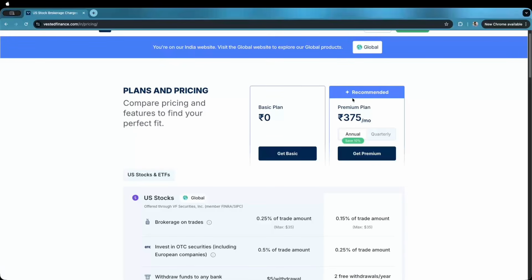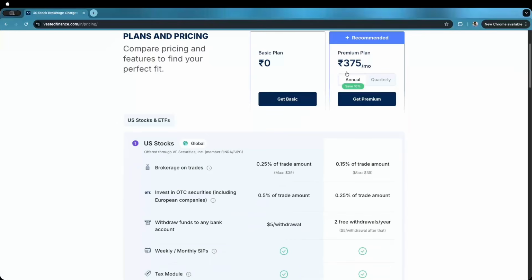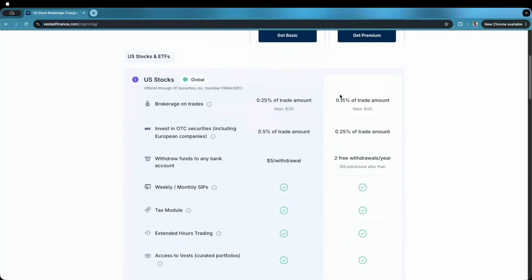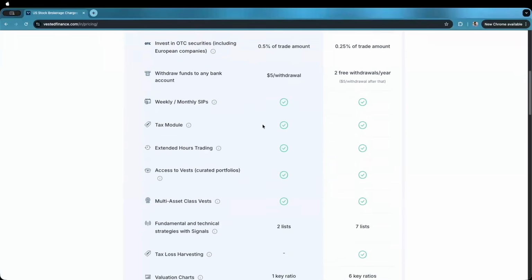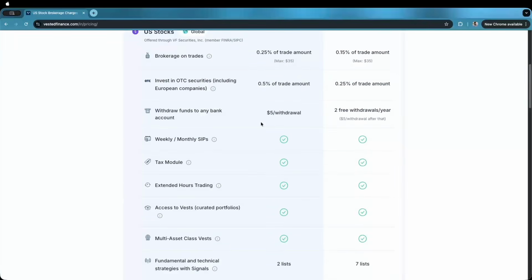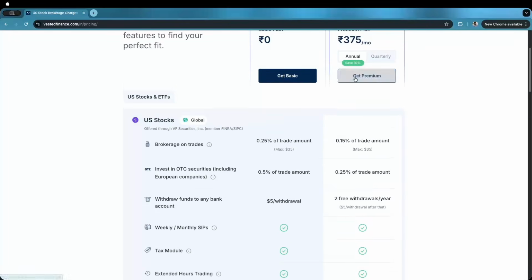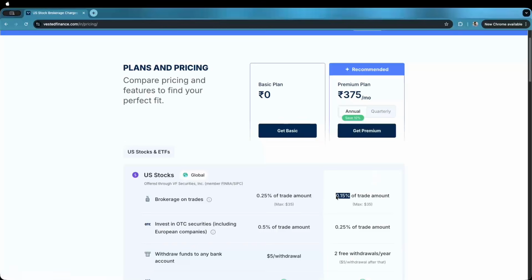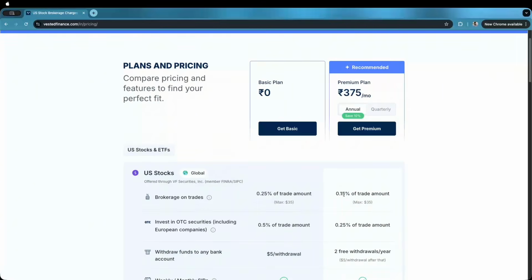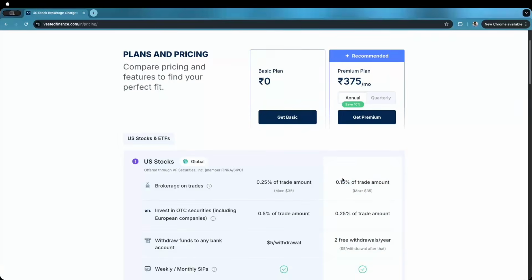If you have a basic plan versus a premium plan, the premium plan costs you 375 per month. And what they say is that in this case your brokerage will go down. For example, if you are using a basic plan, which is the same as your INDmoney plan, it is 0.25% brokerage here, versus if you go for premium, then 0.15%. So if you're a trader who trades a lot, or does swing trading instead of core investment, then this might be a little bit sensible, because that will reduce your brokerage charge immensely.